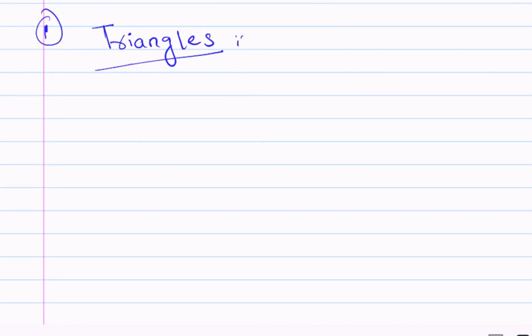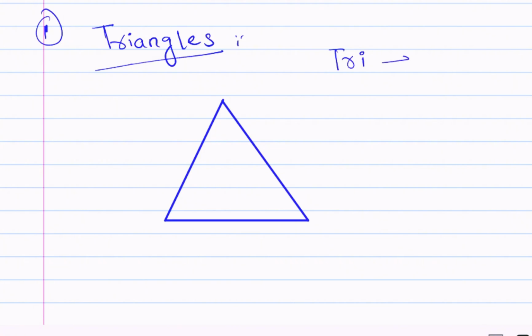So let me first draw the triangle for you. Basically, it is called triangle because tri means three and angle means angles. So let me show you why it is called triangle. Tri is basically a Greek word which means three. So this is a very important concept. Remember these things. Three.